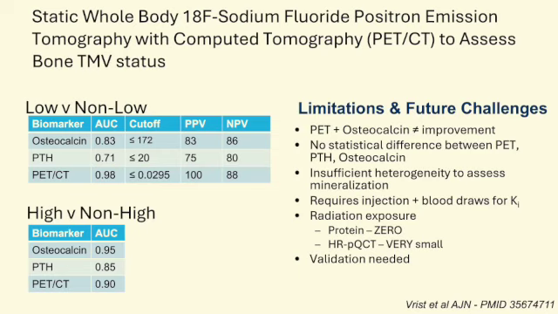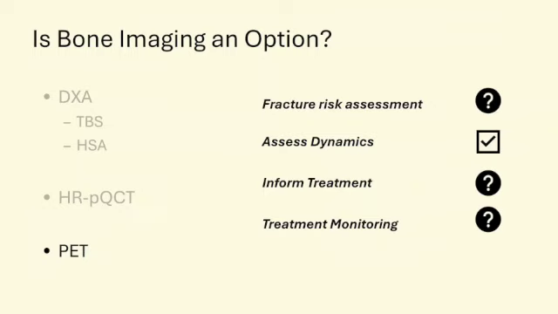So I think PET-CT is an interesting tool, although I don't really see uptake happening very easily in the kidney world, because the patients are still not going to want to come in for imaging tests that require them to get injections and blood draws. But I think it could be potentially interesting because it is a single test that can give information on TMV status. So for PET-CT, we don't have any information on fracture risk assessment. It can give us dynamics, and we still don't know yet whether it can inform treatment or even be used for treatment monitoring.